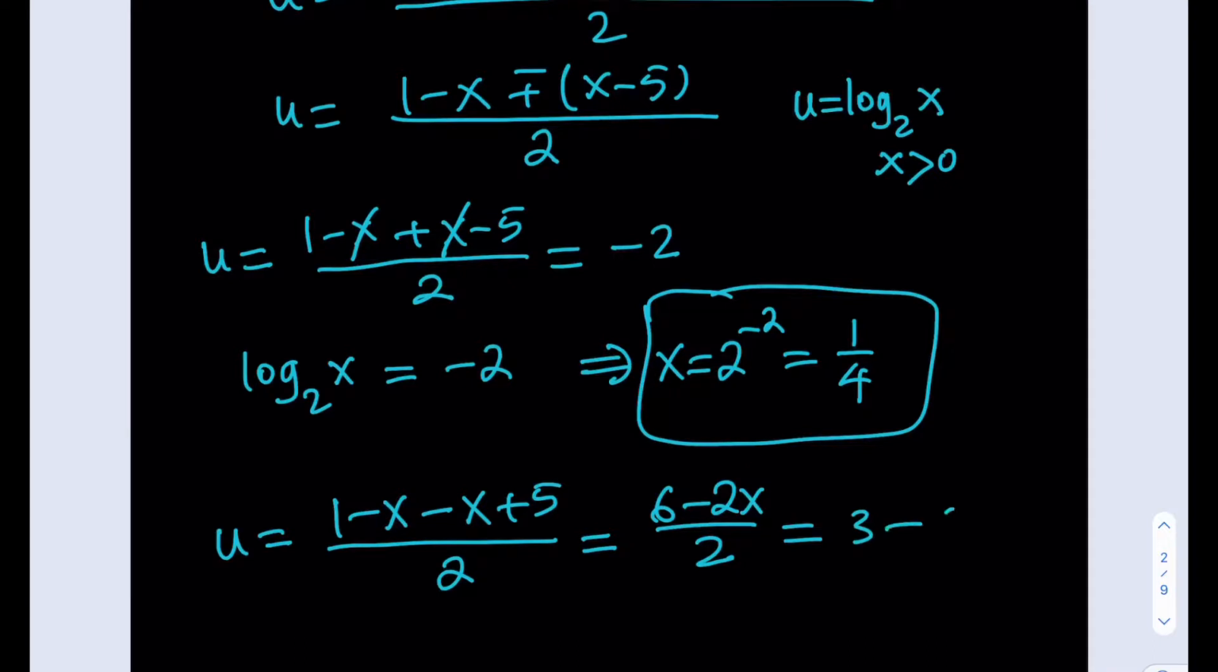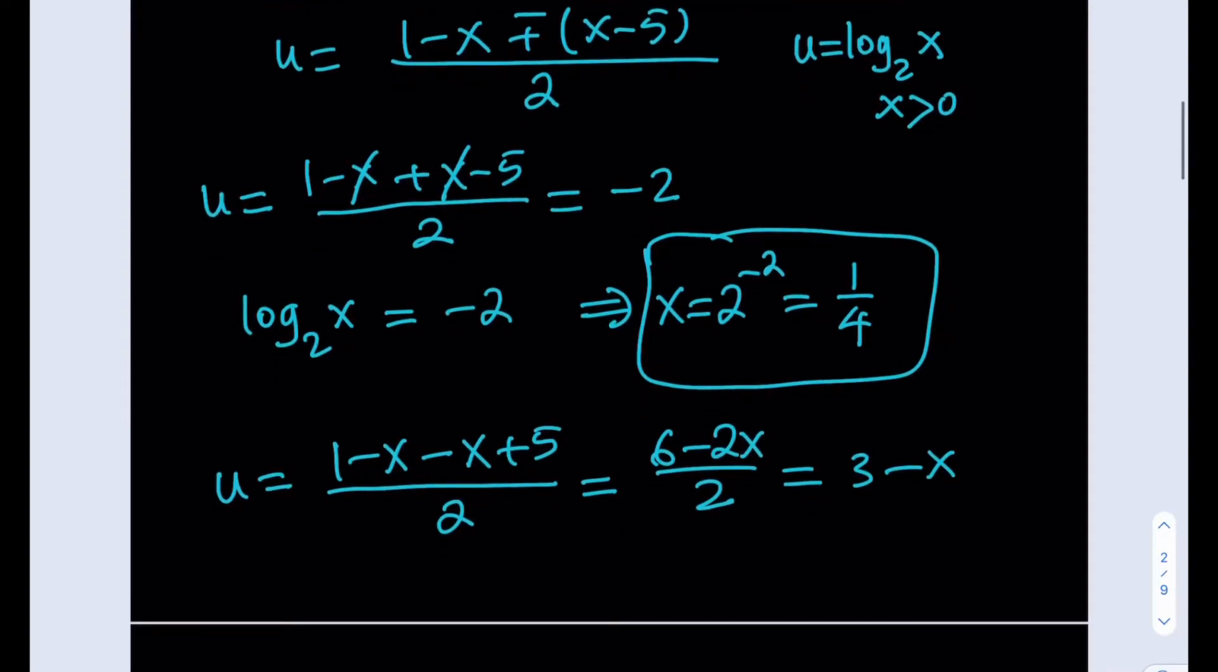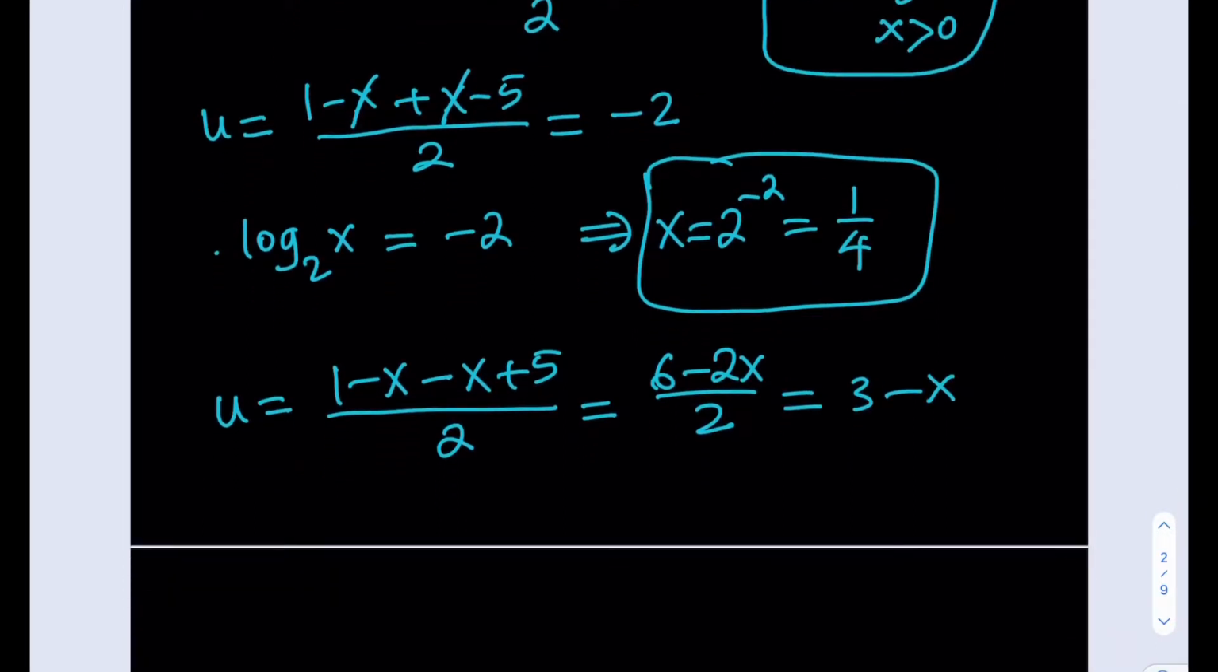Okay, u can be written as 3 minus x, which means what? Okay, so what is u? U is equal to this, right? Log of x. So what I can do is I can actually go ahead and replace u with that right now, like I did before for the first solution. So let's go ahead and do that and see what happens. Log of x base 2 is equal to u, which is equal to 3 minus x.